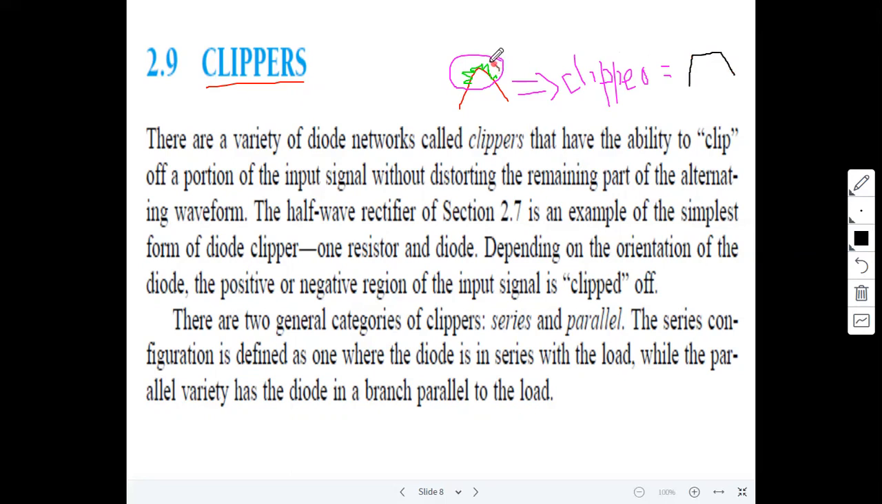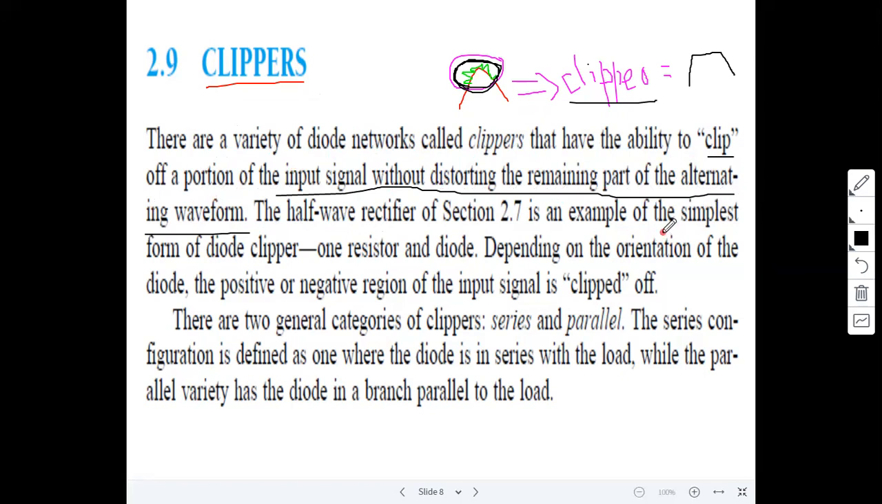Okay, that means whatever the unwanted signal at the input, that signal is eliminated by using the clipper circuit. Observe here, there are a variety of diode networks called clippers that have the ability to clip off a portion of the input signal without distorting the remaining part of the alternating waveform, or the remaining part of the signal. That is the clipper circuit operation.